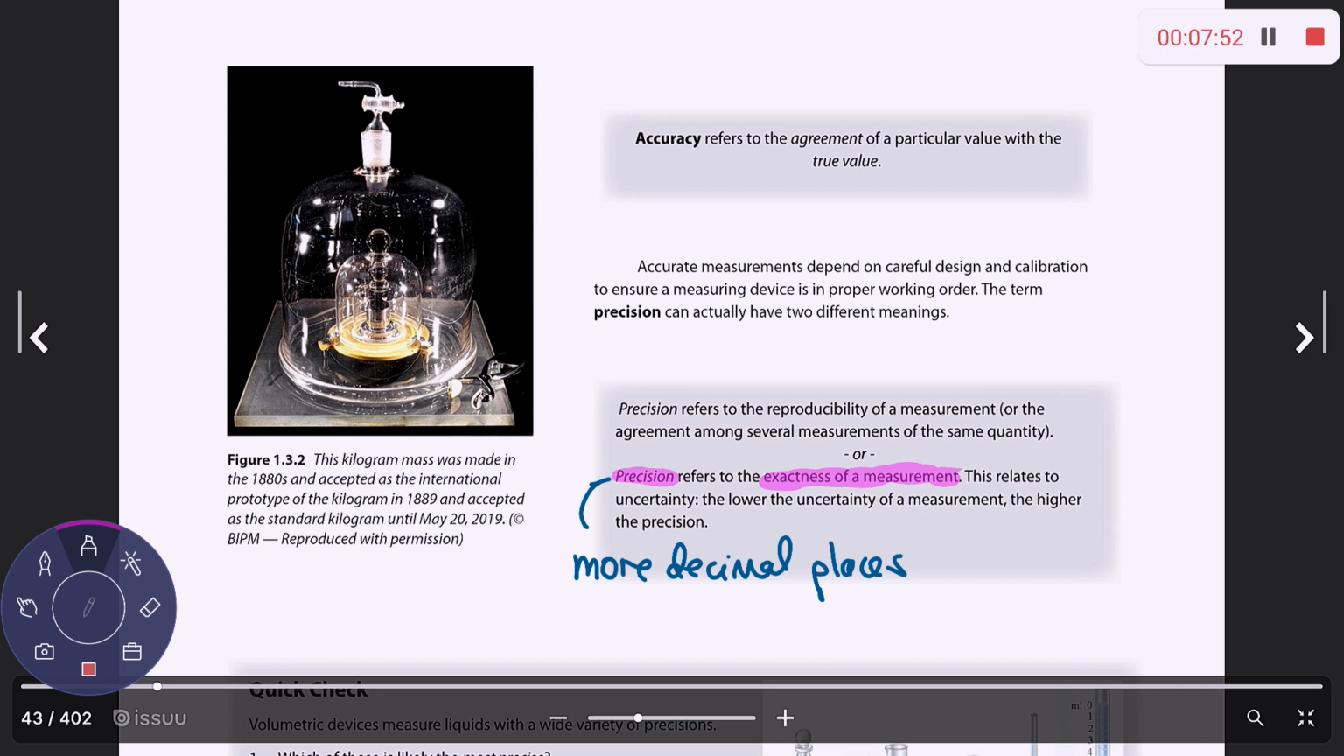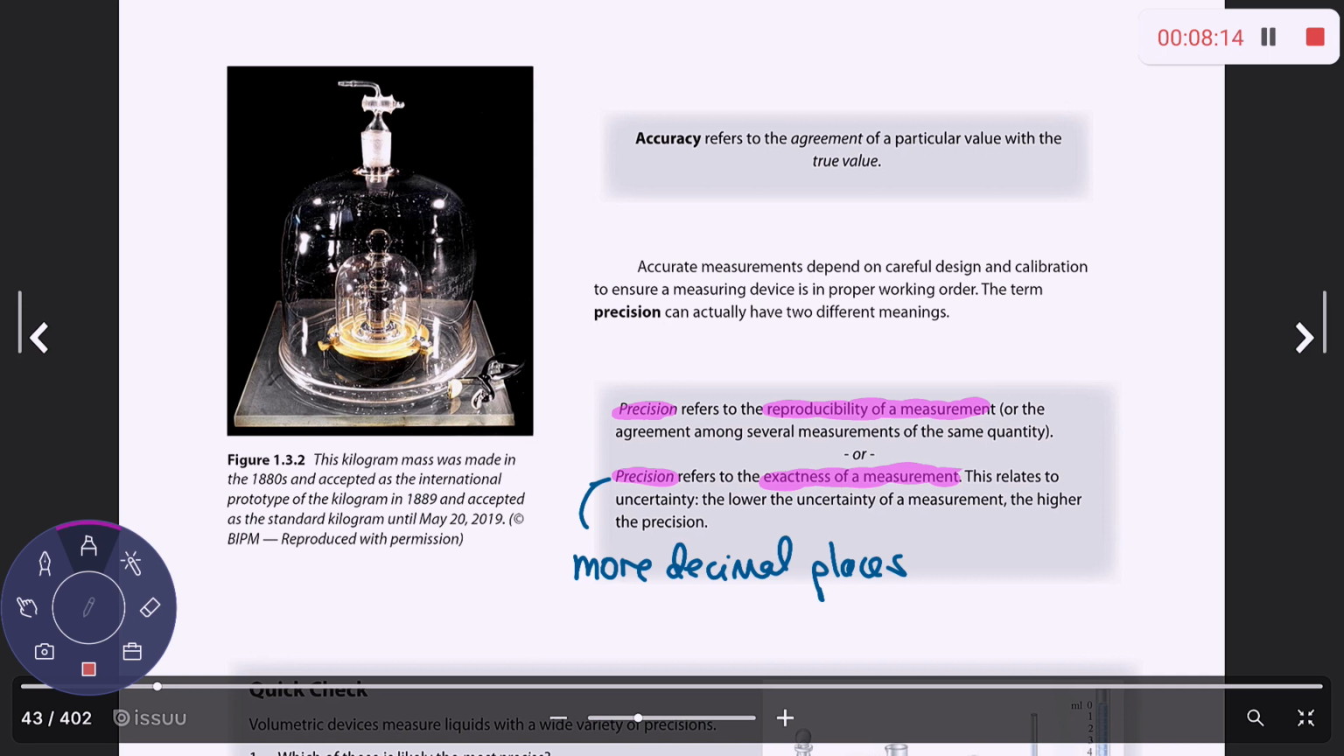The other definition for precision has to do with, can you reproduce the measurements one after the other? So if you're measuring, let's say, a piece of metal, you're getting the mass and the volume and you're measuring its density. The question is, can you reproduce all those measurements repeatedly? And if you can, then your measurements would be precise, okay?